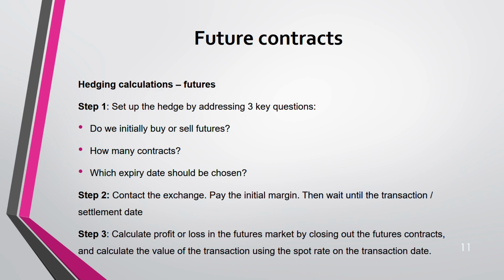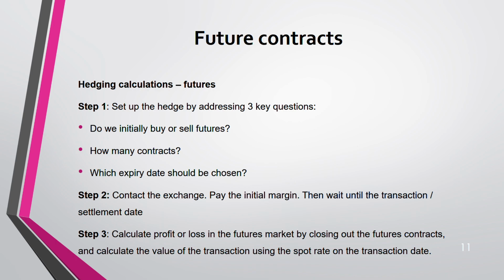That is, calculate profit and loss in the future. Remember, if you are getting a profit in the future, you'll be getting a loss in the open market, the spot market. If you are getting a loss in the future, you are getting a profit in the spot market. It's always the opposite. That's how it offsets each other.